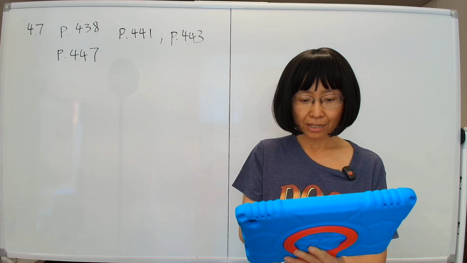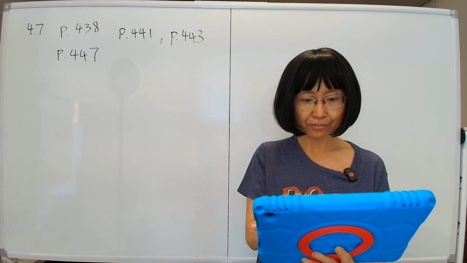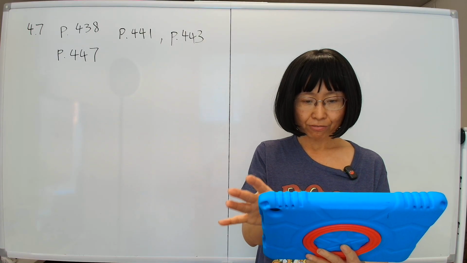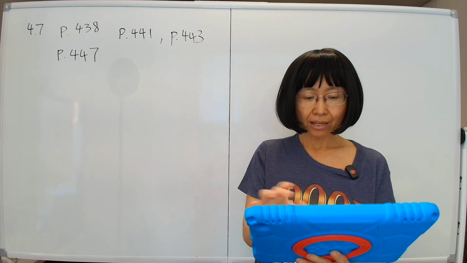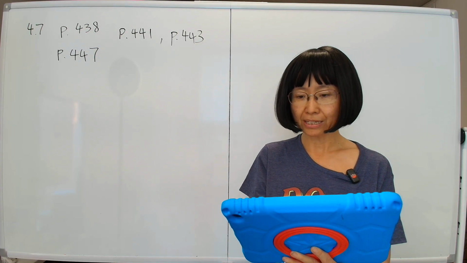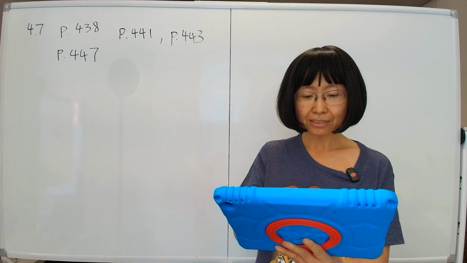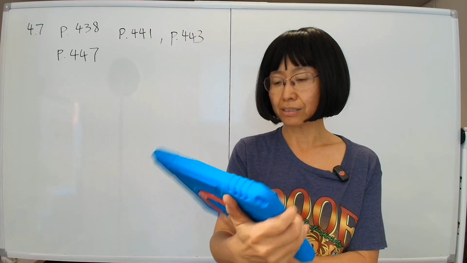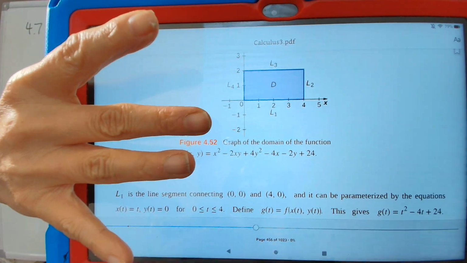That is, let's look at example 4.40. Please do that as part of your homework, but we're going to look at it. For example, let's see L1. L1 is part of the boundary. We're looking at page 448. L1 is the bottom line. The bottom of the rectangle, that's L1.